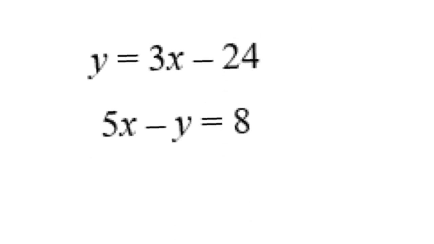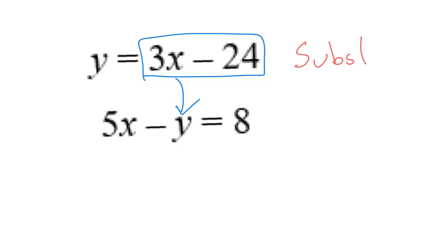Let's look at the next one here. y equals 3x minus 24, 5x minus y equals 8. Well, we have the y by itself up here: y equals 3x minus 24. So we can take all of this expression right here and substitute it into the y in the other equation. So you can use substitution for this system.